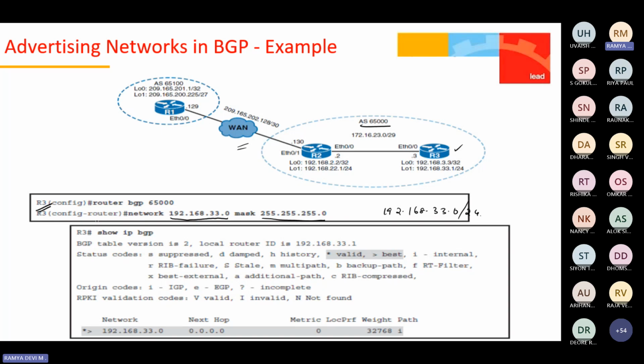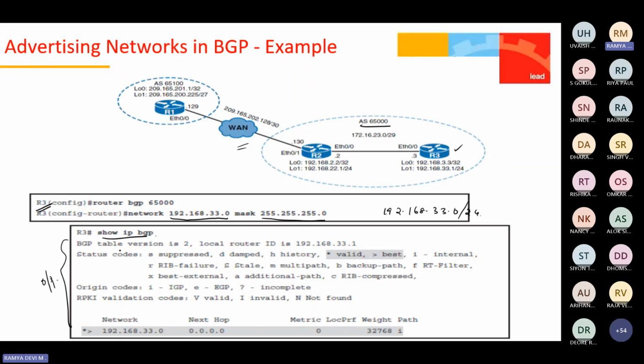So this is the configuration of R3. Router bgp 65000, and with the network command, the network ID and the mask are given. This will inform BGP to advertise 192.168.33.0. If it is already there in the routing table with the exact prefix and mask, it will advertise. How can we verify it? It can be verified with the help of show ip bgp. This is the output of that command.